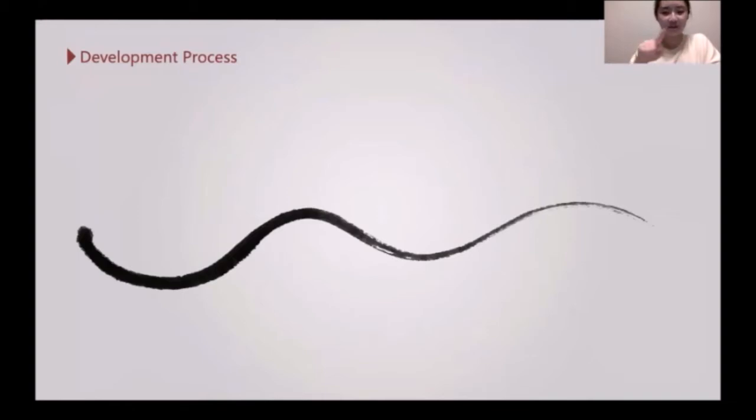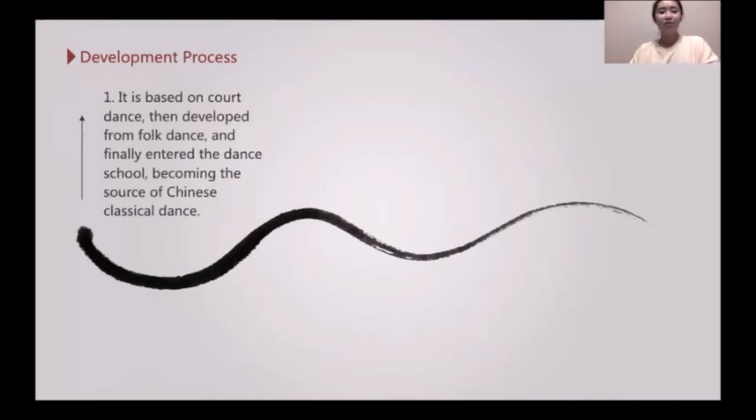After we talk about the definition, we have to talk about the development process. How was it formed? What does classical dance have, right? So I roughly divided it into 5 stages to describe it. The first one is the first stage. It is based on crowd dance, then developed from folk dance, and finally entered the dance school, becoming a source of Chinese classical dance.